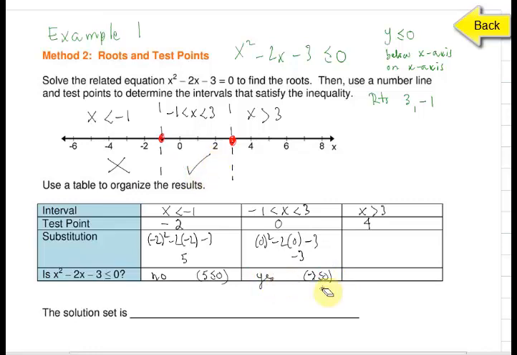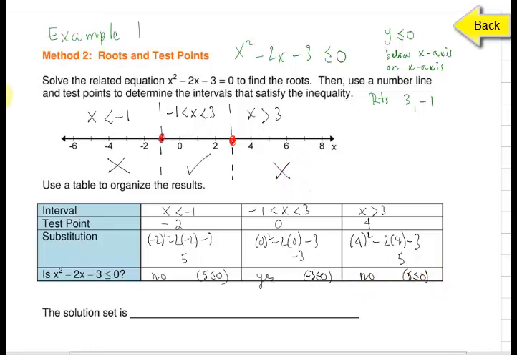And let me write that again. That looks kind of sloppy. Okay, when x is 4, what is y? Let's plug in 4. We get 5. So when x is 4, y is 5. Is 5 less than or equal to 0? No, it's not. So this is not part of our region.